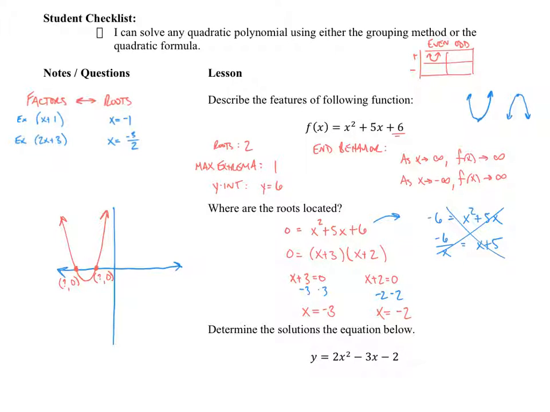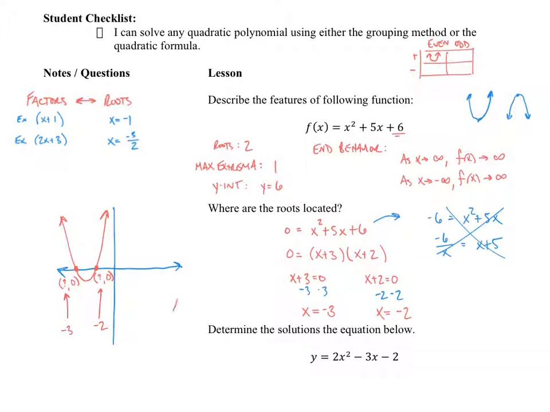So I just figured out that that is a negative 3 and that is a negative 2 because we solved our quadratic. And all we need to do this is just factor. We just need to be good at factoring, which is something that we've been really practicing a lot. All right, so where are the roots located?